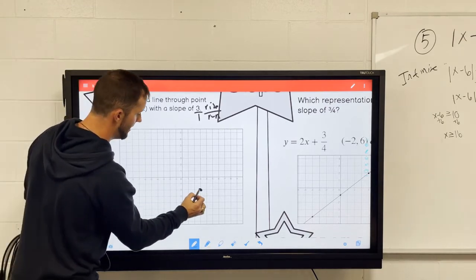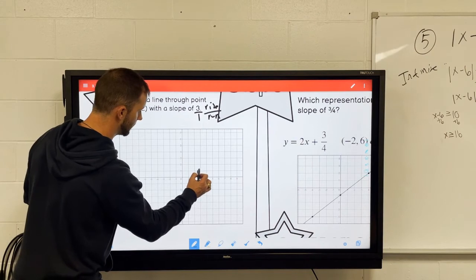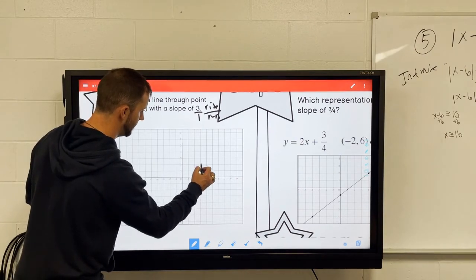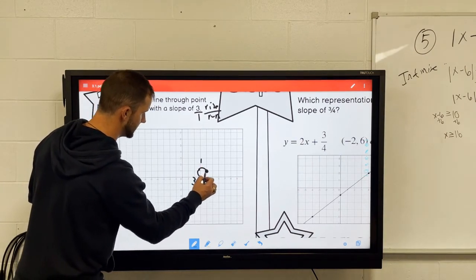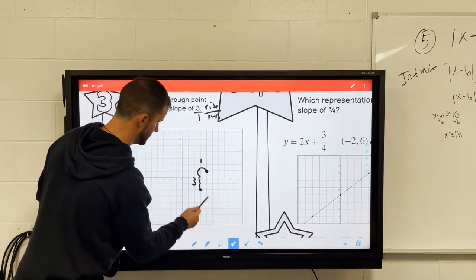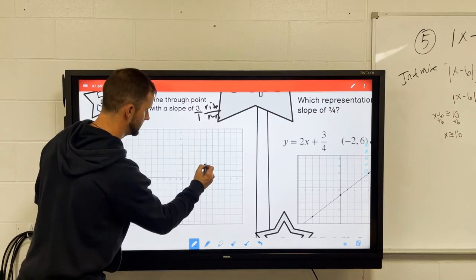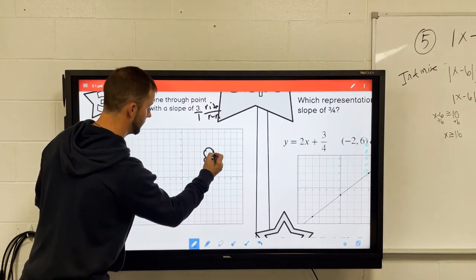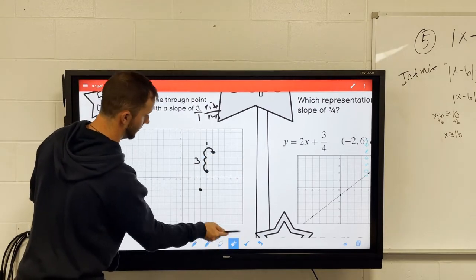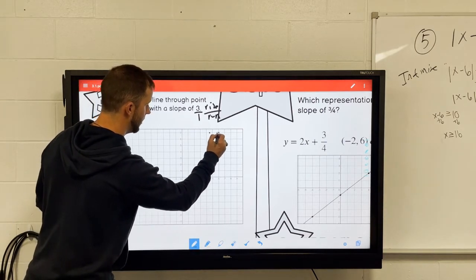So that means I'm going to go up 3, so 1, 2, 3, and then I'm going to go over 1. So this is going to be my other point, okay? And literally, I'm just going to do it again. So I'm going to go up 3, 1, 2, 3, and over 1. So I went up 3 over 1. Rise over run. Let me do it one more time so you can kind of see it. 1, 2, 3, over 1.